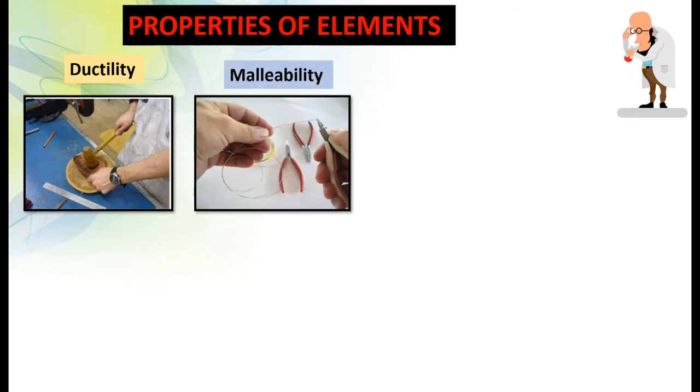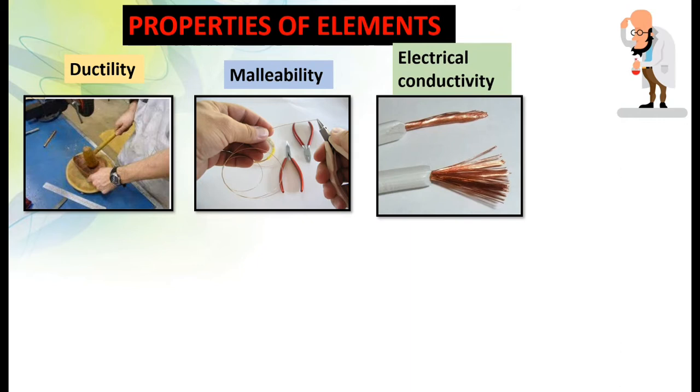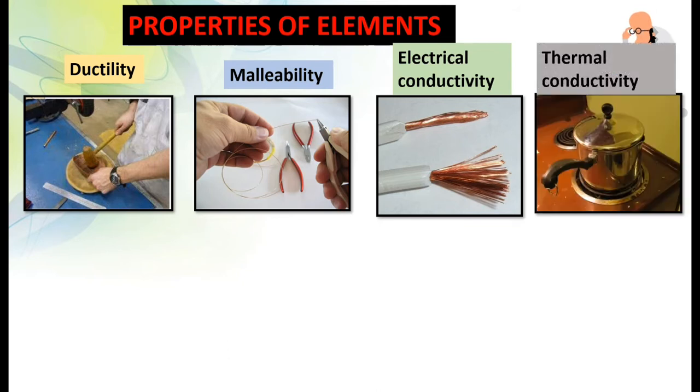Some are malleable. Malleability is another property of an element. Means they can be conformed into wire. उनको एक वायर का शेप दिया जा सकता है, जैसे कि कॉपर है. ठीक है, इसको इजीली वायर का शेप दिया जा सकता है. So we say that they are malleable. Some elements can conduct electricity. So we call that they have electrical conductivity. Some elements can conduct heat. So they show thermal conductivity.